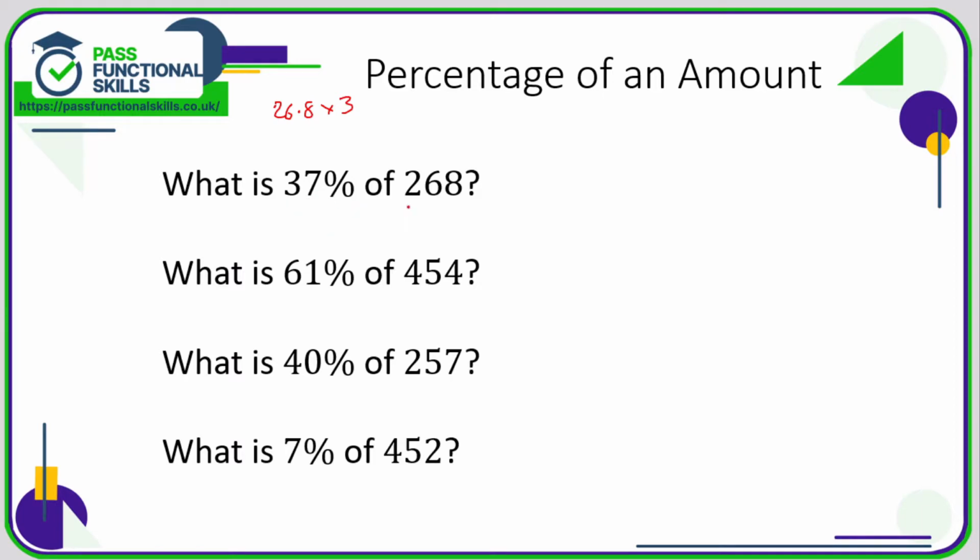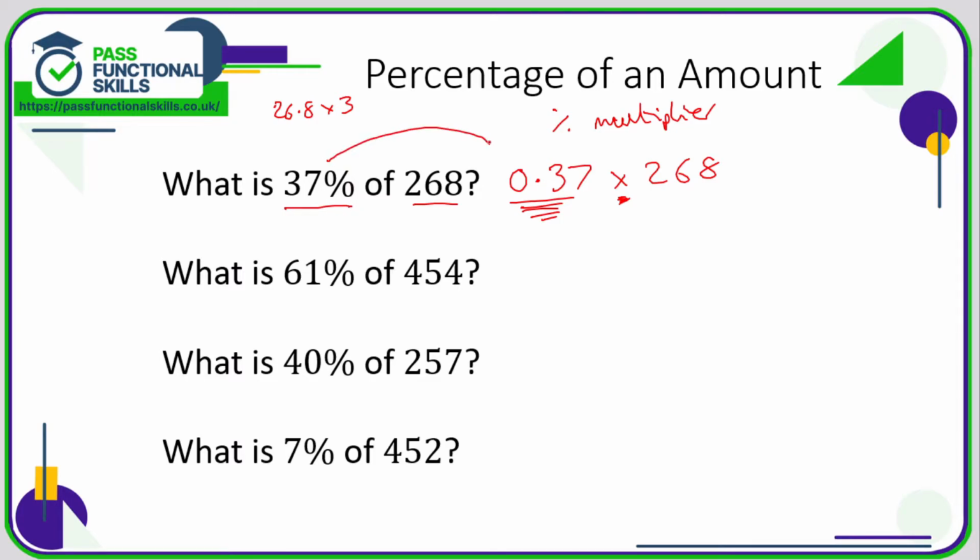Now, the calculation is simply, for 37%, we're going to type in 0.37 into our calculator, multiplied by the total of 268. This number here, we call this our percentage multiplier. And it's called a multiplier because we multiply the total by it. And the percentage multiplier is simply the decimal equivalent of 37%. In other words, it's 37 divided by 100. All of this explanation seems much too complicated, really. Simply grab the percentage number, and if it's got 2 digits, just stick a 0 and a decimal point in front of it. Done. Easy.